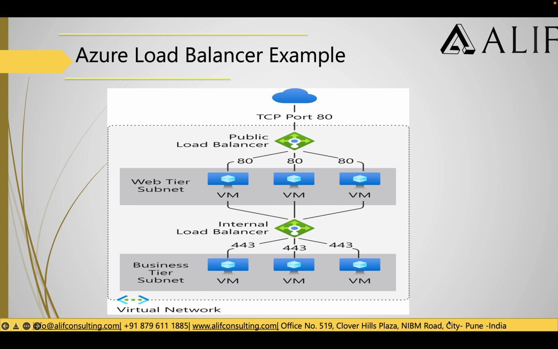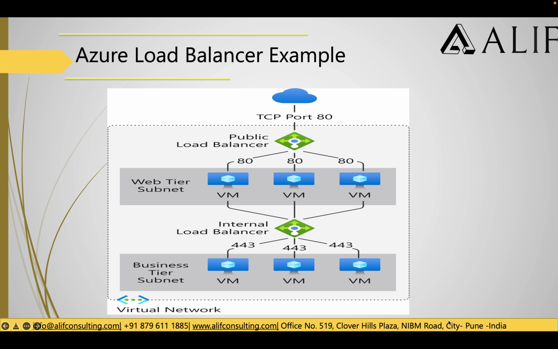So that's how it allows you to have high availability of the applications or services which are running on the VMs. It also helps you to segregate the requests to all the nodes in the backend. Like in the web tier, if you have three VMs, all the requests will be distributed to all three nodes using the load balancer.